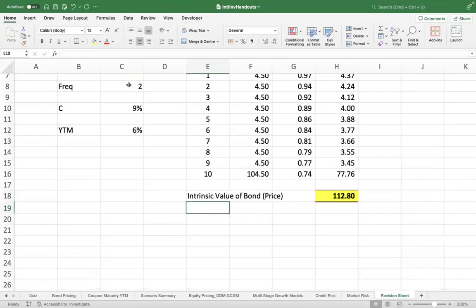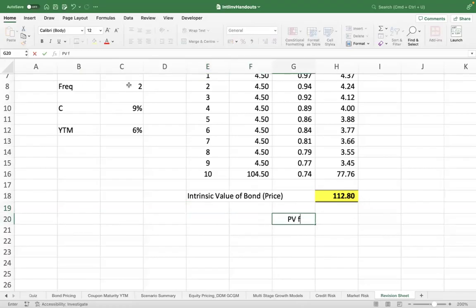Now, for those of you who are fond of Excel, can you also do this by an Excel function? The Excel function is called the PV function. If I apply the PV function, it will be is equal to PV.